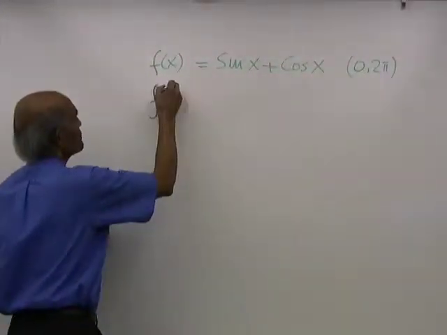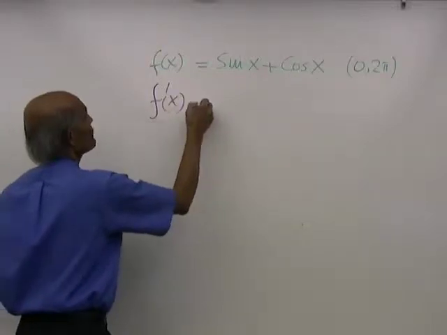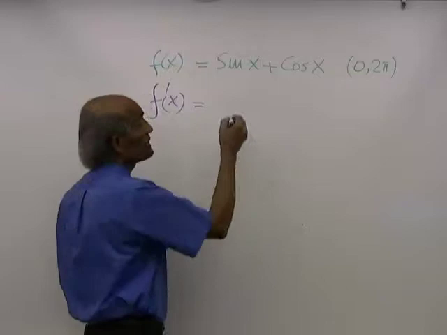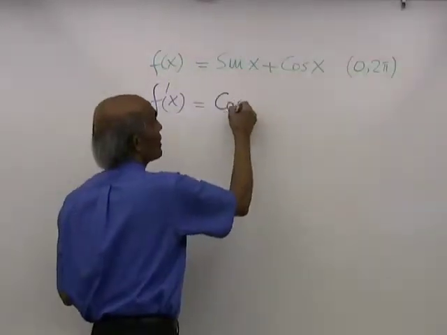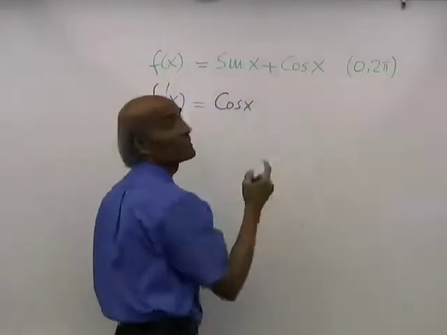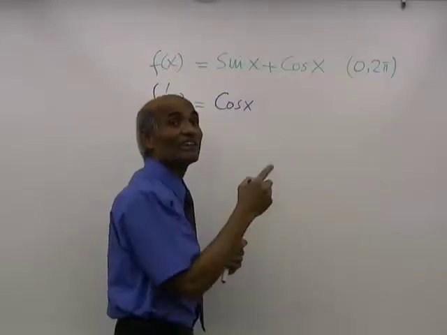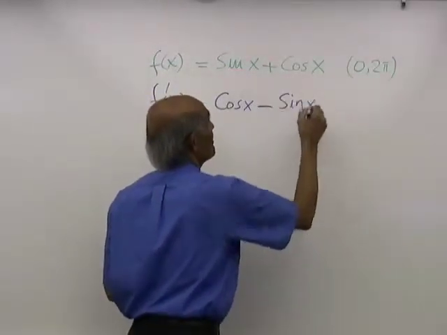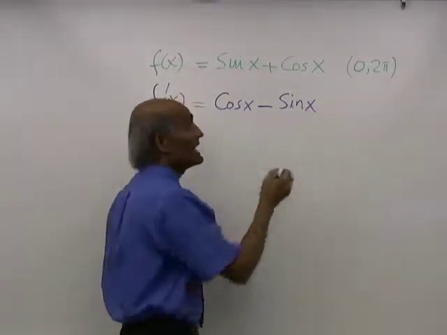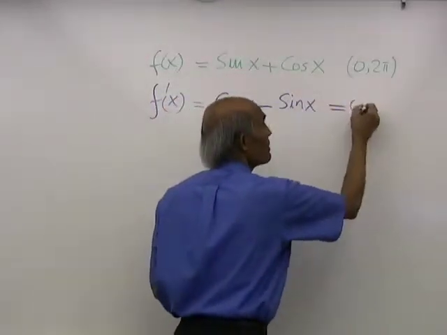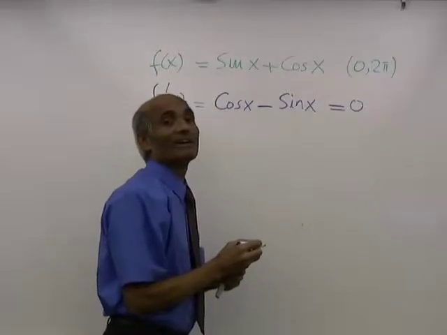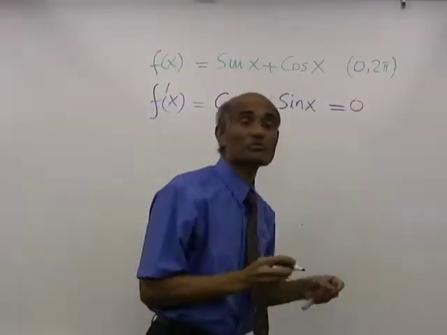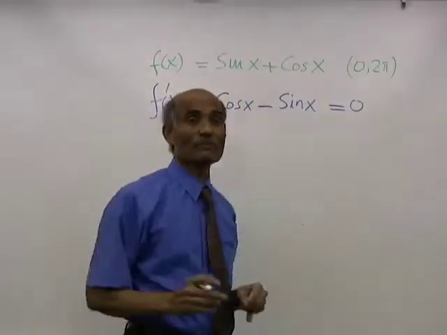What is the derivative? f prime of x equal to the derivative of sine x, which is cos x, plus the derivative of cos x, which is negative sine x. So it's cos x minus sine x. And set it equal to 0 and solve for x on the interval 0 to 2 pi. We are not interested anywhere else.